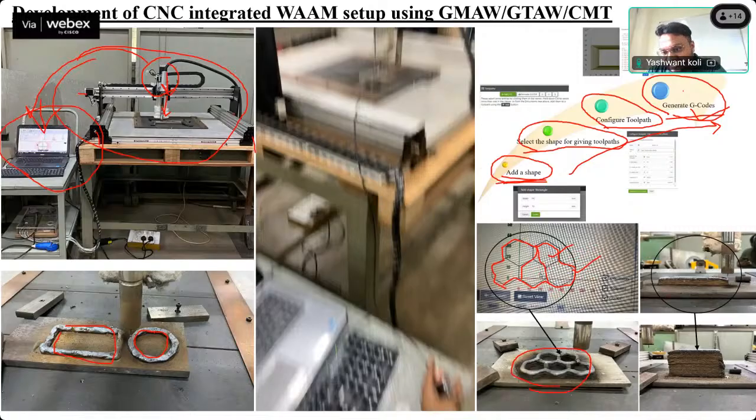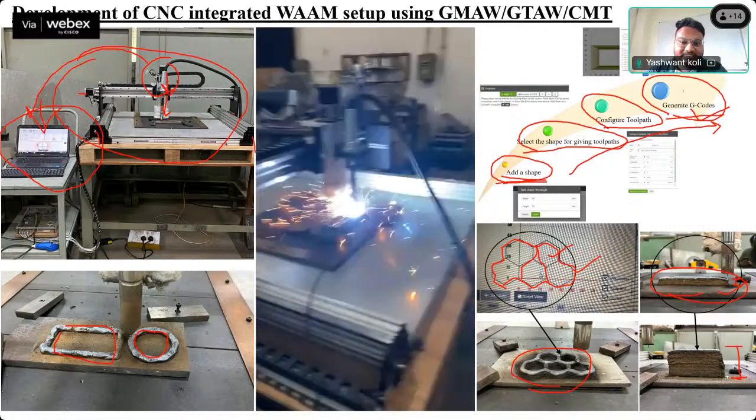This is the example of a single wall structure. You can see the height we have attained, and then the final product is like this. It is almost 70 to 80 mm, 7 to 8 centimeters, you can say. So it's a single wall structure. You can see the video.